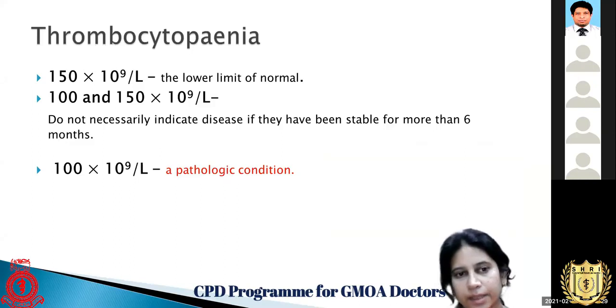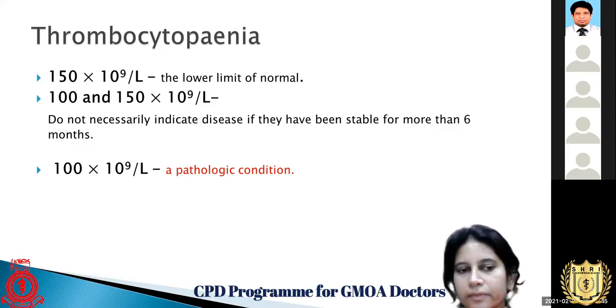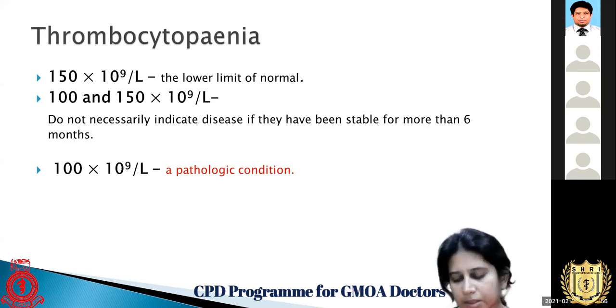Thrombocytopenia, a few words. The lower limit of normal we consider as 150,000. Below 100,000 is always a pathological condition you have to investigate. So between 100,000 and 150,000, is it a disease or is it a normal variation? Actually, we don't have data. We are seeing a lot of patients with platelet counts between 100,000 and 150,000. So we label them most of the time as ITP, but we don't know whether that is their normal range or actually ITP.